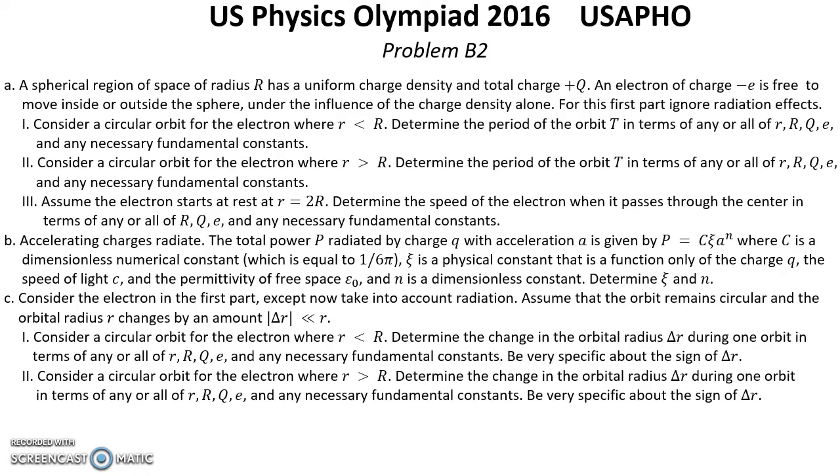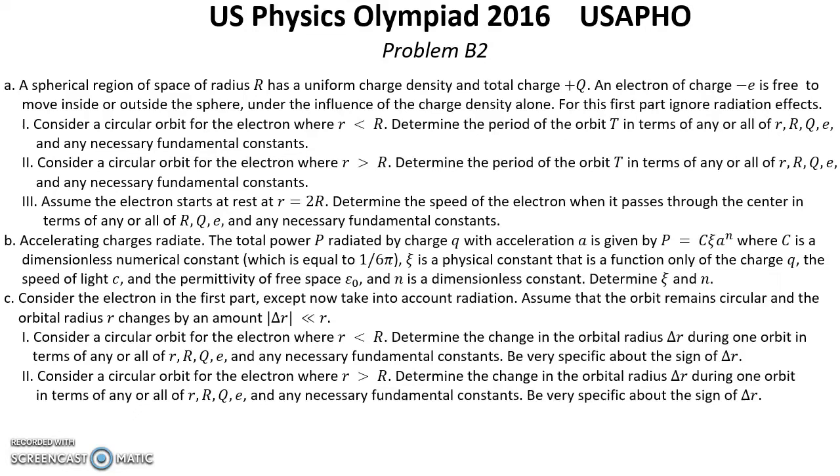Part C. Consider the electron in the first part, except now take radiation into account. Assume that the orbit remains circular and the orbital radius small r changes by an amount absolute value of dr much less than small r.